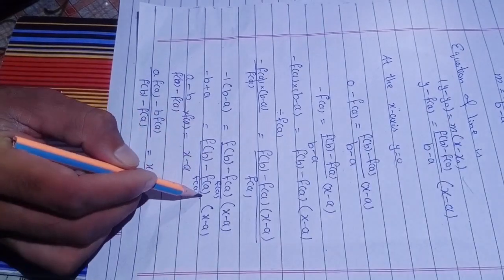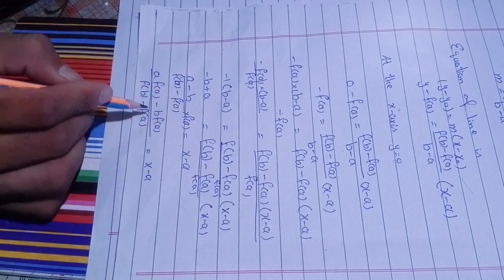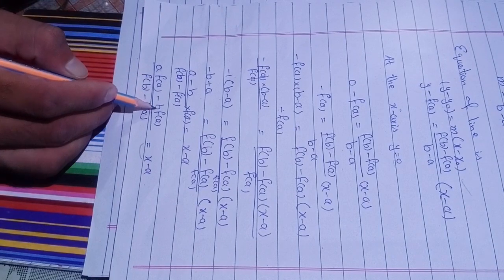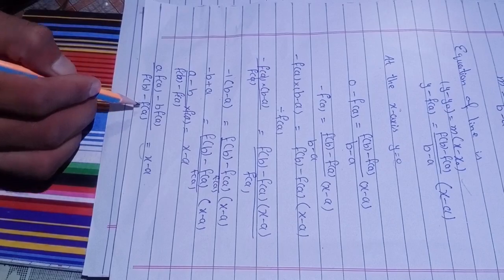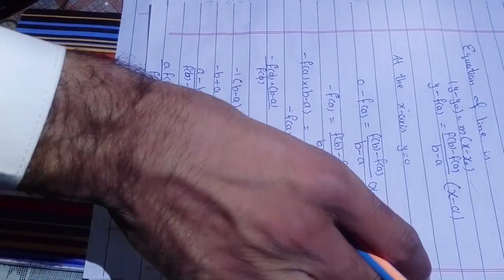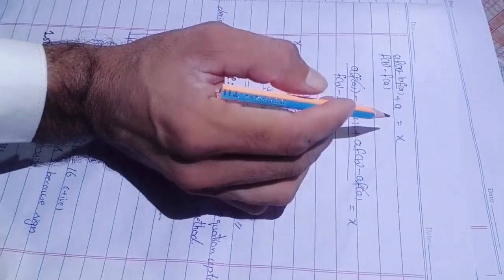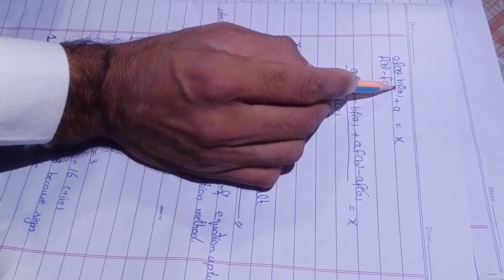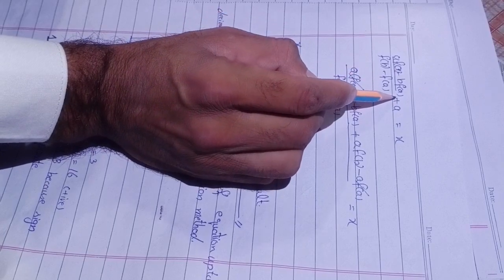We move these values to the other side, and we will get a into f of a, b into minus b into f of a divided by f of b minus f of a is equal to x minus a. This is our required result. We will find the value of x. So x is finally equal to a into f of b minus b into f of a divided by f of b minus f of a, plus a.